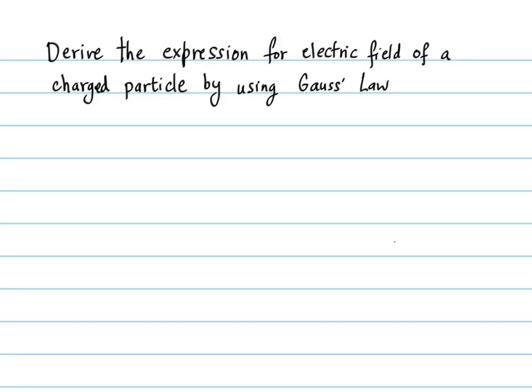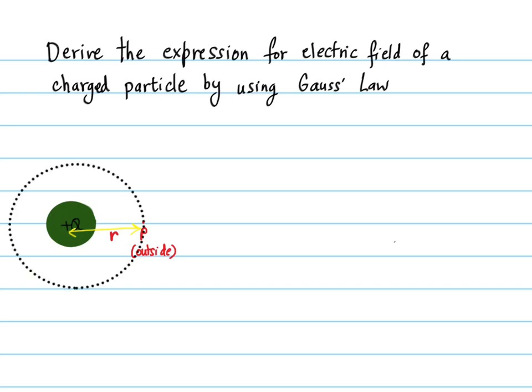In this video, we are going to see how to derive the expression for electric field of a charged particle by using Gauss's law. So first, let's just consider a positively charged object, which is shown in the diagram. We want to find, let's say, electric field at point P, which is outside the charged object. And the distance between the point and the charged particle is r.